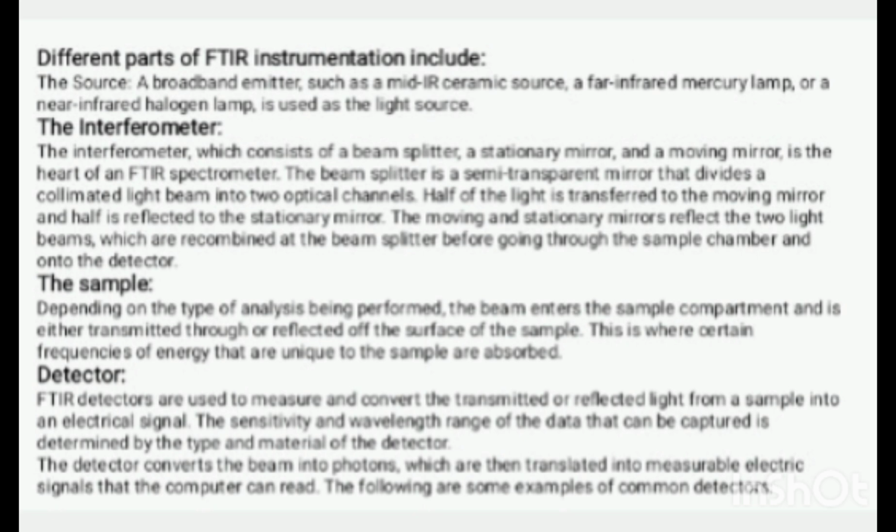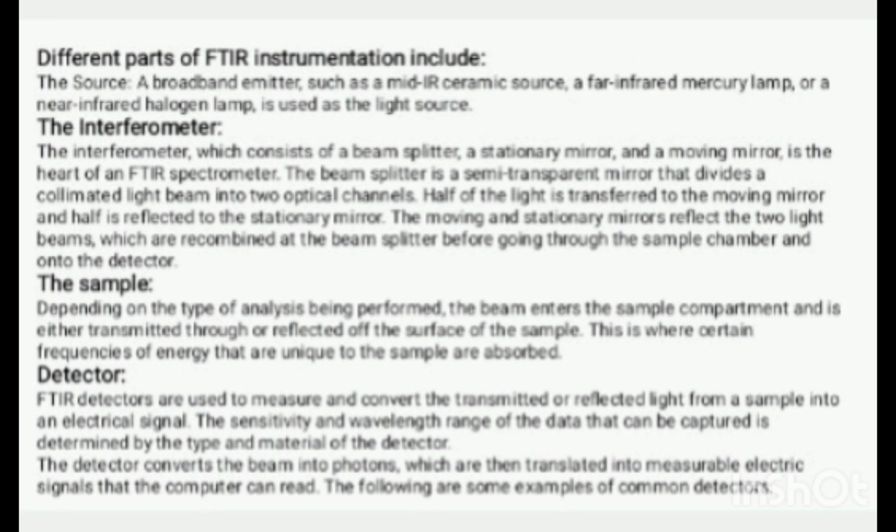Next instrumentation is the sample, depending on the type of analysis being performed. The beam enters the sample compartment and is either transmitted through or reflected off the surface of the sample. This is where certain frequencies of energy that are unique to the sample are absorbed. Next one is the detector.